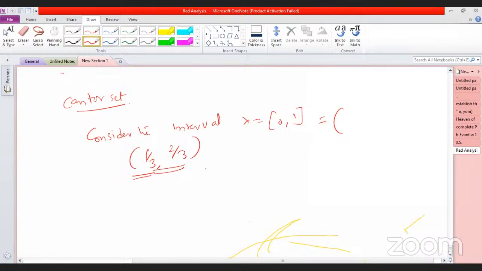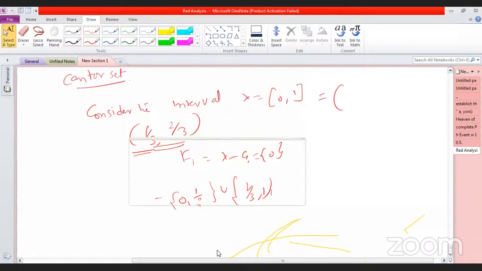Yes, 1/3 and 2/3. So let G1 be the removed open interval, and F1 equals X minus G1. So we can write [0,1/3] union [2/3,1]. We in turn subdivide each of the two intervals into 3 parts and take away the middle third open interval.